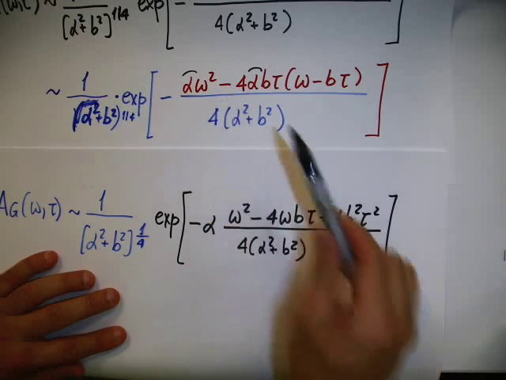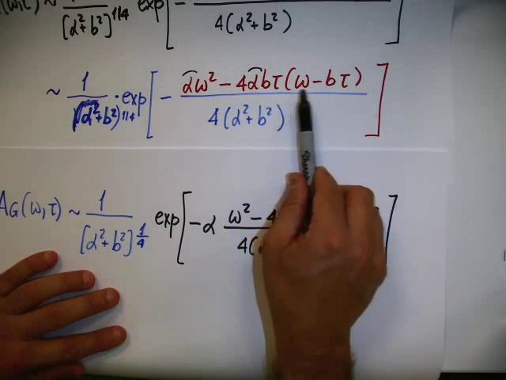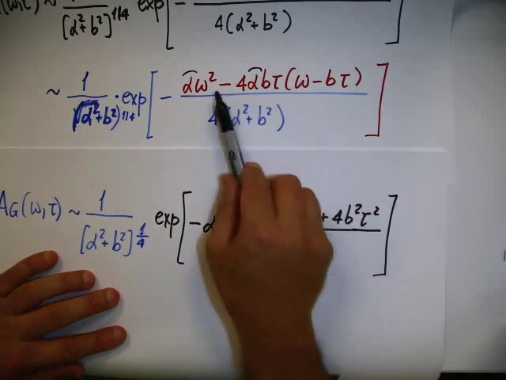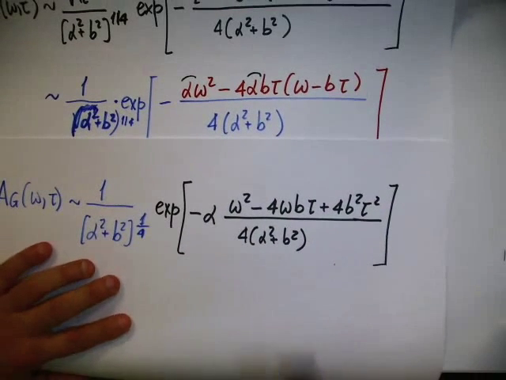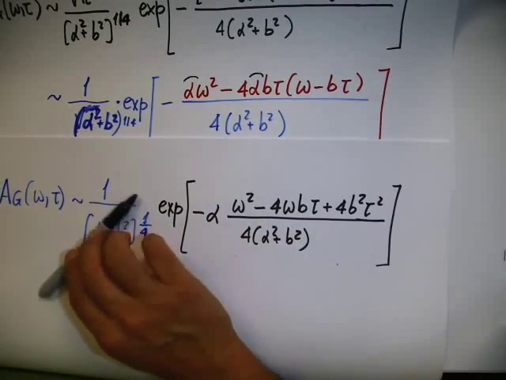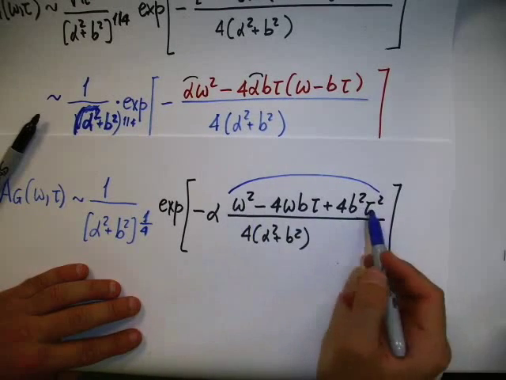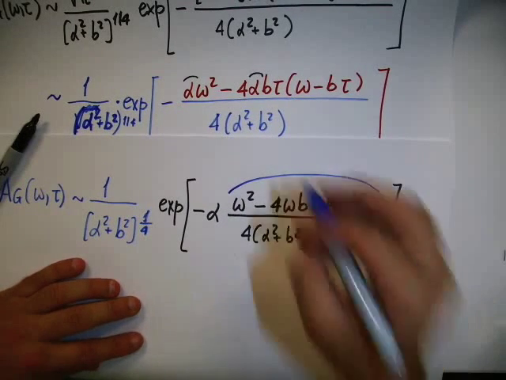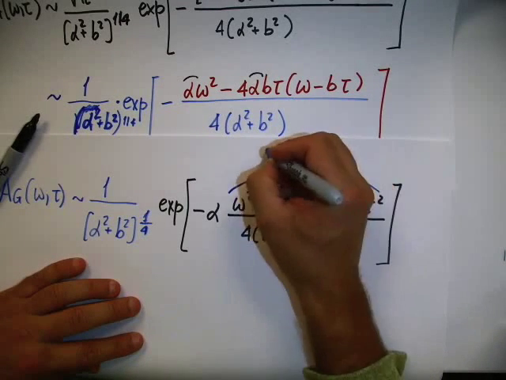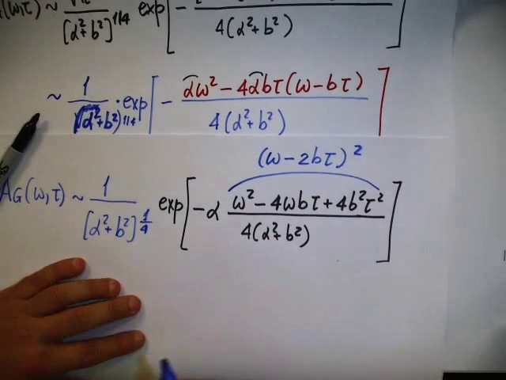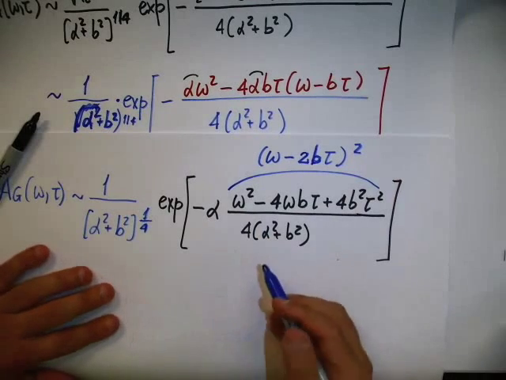Okay? You can see from here, minus 4 beta omega tau plus 4 beta square tau square. And it's very interesting to realize that these three terms here are what? They are omega minus 2 beta tau, squared. And that's pretty good. So you will see now why. I think you already realize it.